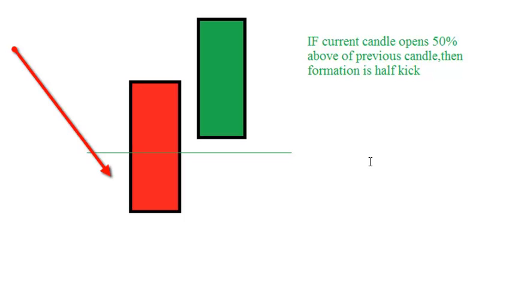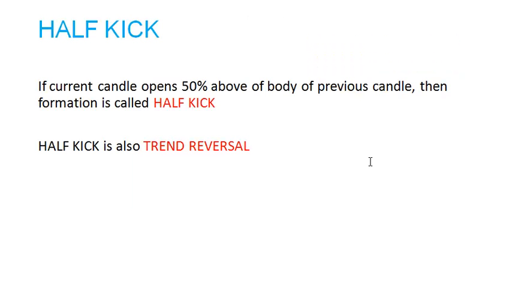So price has been coming down, bears in control, and all of a sudden the next day the price opens here and it starts going up, and while it starts going up, it opens above 50% of it and closes very clearly above the candle, and this kind of candle is called a half kick. So half kick means that if the current candle opens above 50% of the body of the previous candle, then that formation is called a half kick. It is a trend reversal.